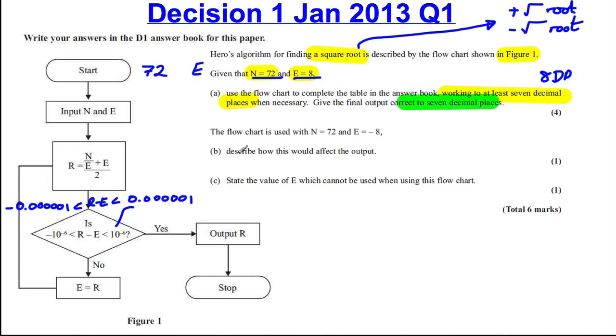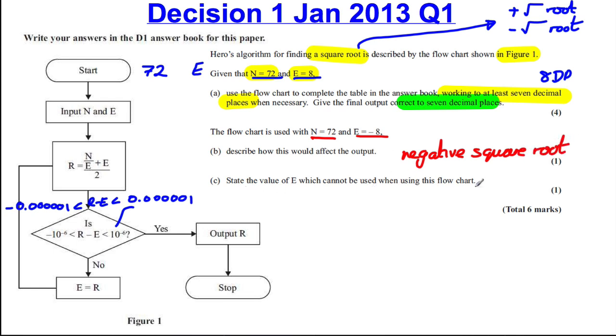Now going back to part B, it says the flowchart is used with n is 72 and e is negative 8. Describe how this would affect the output. Well, it's like I was thinking about earlier. If you put negative 8 in, maybe you get the negative square root. So you get the negative square root if you do this. That's why understanding the algorithm a bit might help you answer these later questions.